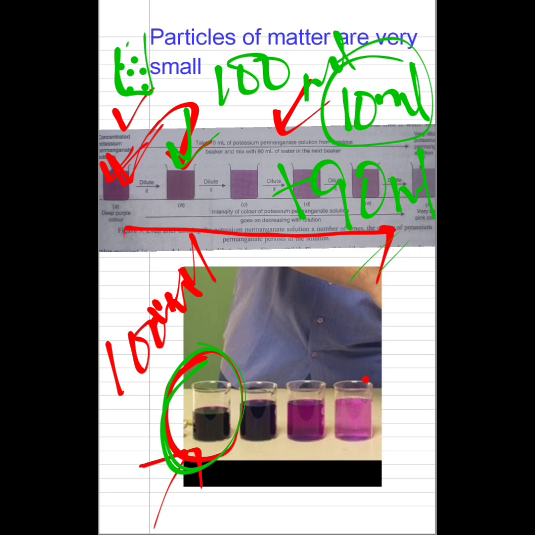Similarly, from this second beaker we will again take 10 ml of the solution into this third beaker, and we will add 90 ml of water into this third beaker. Like this we will continue the process.